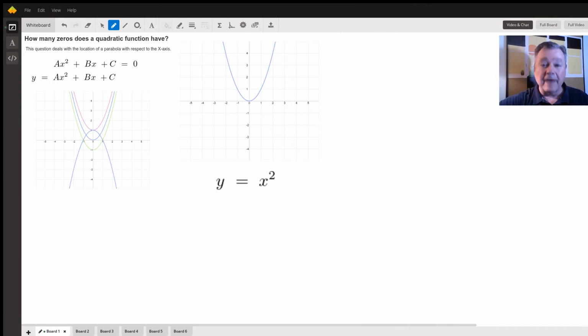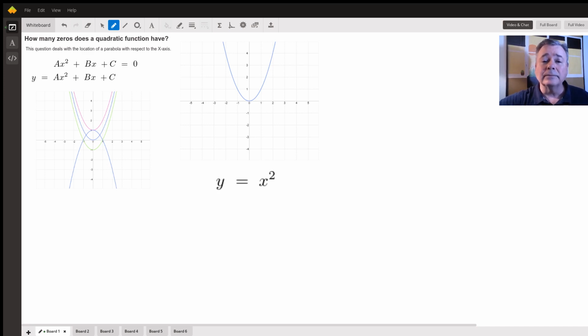Quadratic functions can have 1, 2, or 0 zeros. Zeros are also called the roots of quadratic functions, and they refer to the points where the function intersects the x-axis. The standard form of a quadratic function is ax squared plus bx plus c equals 0. Now, this form is specifically for determining what values of x will result in y equaling 0.